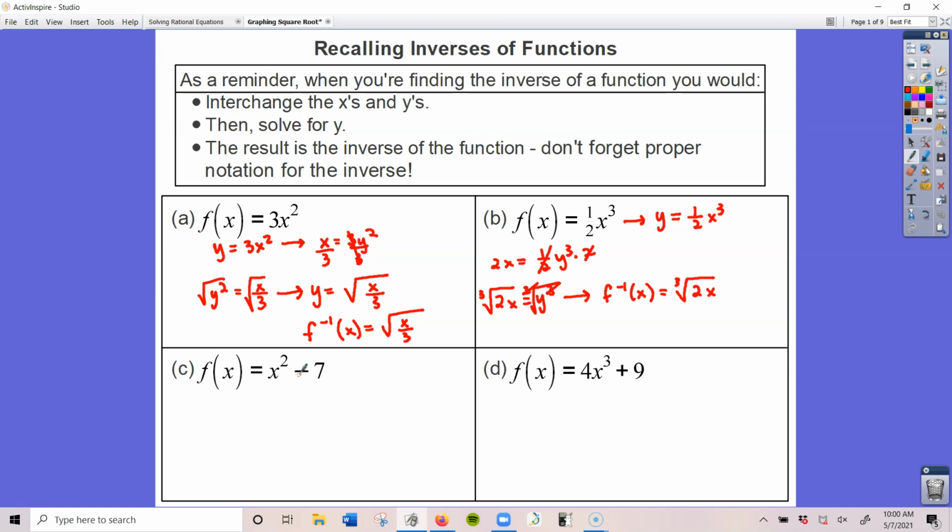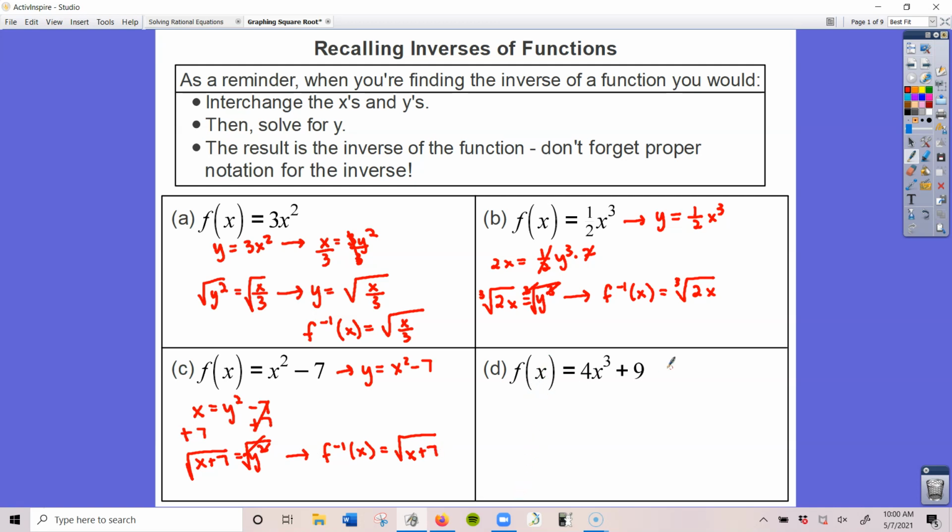Let's do another square root. We have f of x is equal to x squared minus 7. So this is y is equal to x squared minus 7. Interchange the x and the y, and we get x is equal to y squared minus 7. To solve, I would have to add the 7 first. So I get x plus 7 is equal to y squared. And then to cancel out that exponent, we're going to square root both sides. So that means that my inverse is equal to the square root of x plus 7.